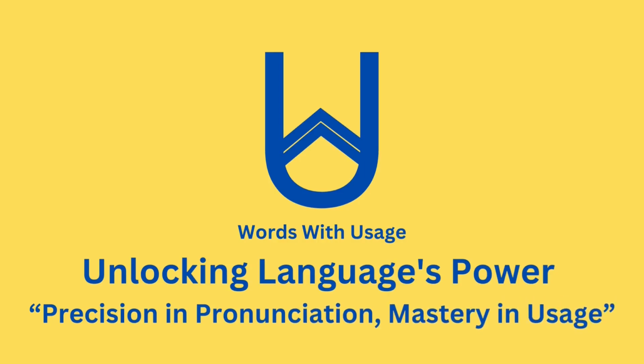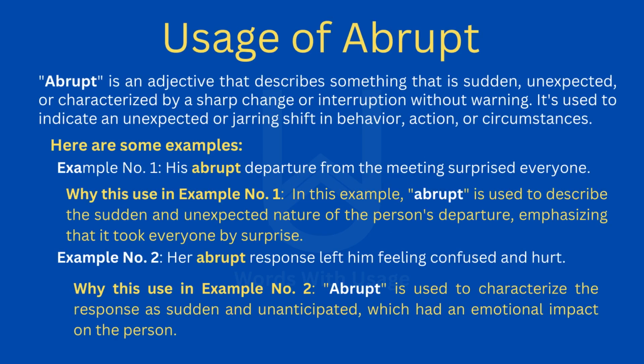In this video, the word is abrupt. Abrupt. Abrupt is an adjective that describes something that is sudden, unexpected, or characterized by a sharp change or interruption without warning. It's used to indicate an unexpected or jarring shift in behavior, action, or circumstances.